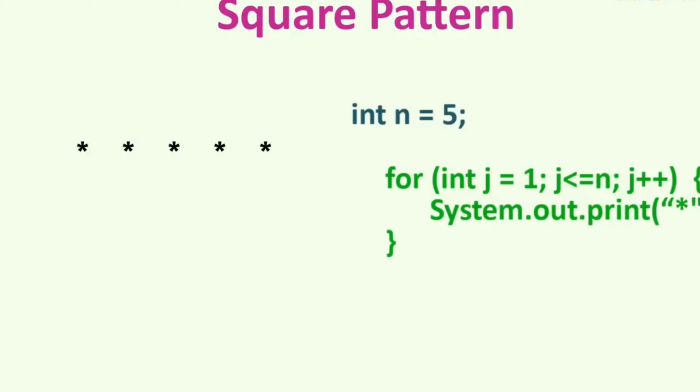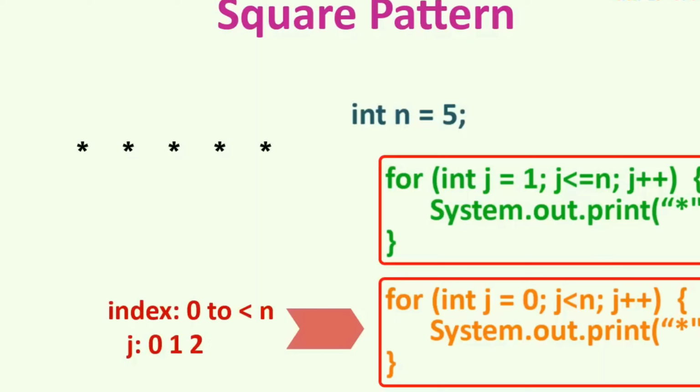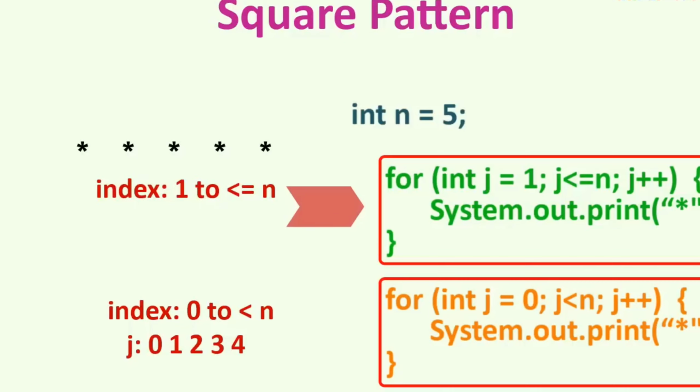Now for the loop to run 5 times, there are 2 ways and you need to stick to only one method out of these. One is where you start from 1 and you run the loop till less than or equal to n. The other is that you start from 0 and run this till less than n. Both will run 5 times. If we start from 0, j will take values of 0, 1, 2, 3, 4, which means it runs 5 times, and if you start from 1, then j will take values 1, 2, 3, 4, 5, which also runs 5 times.